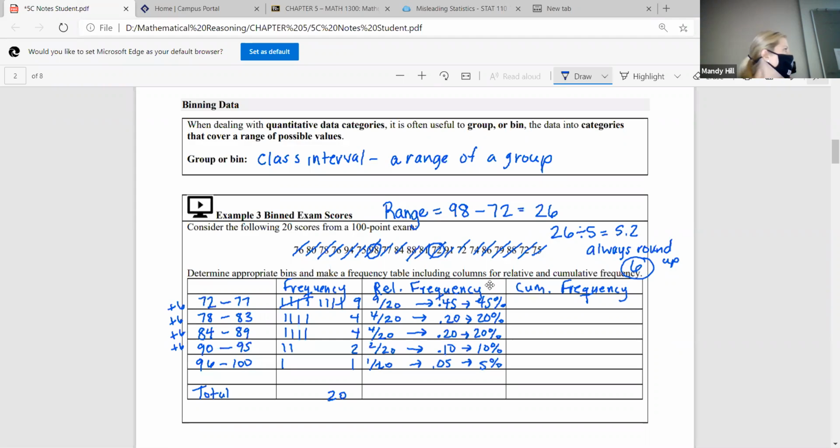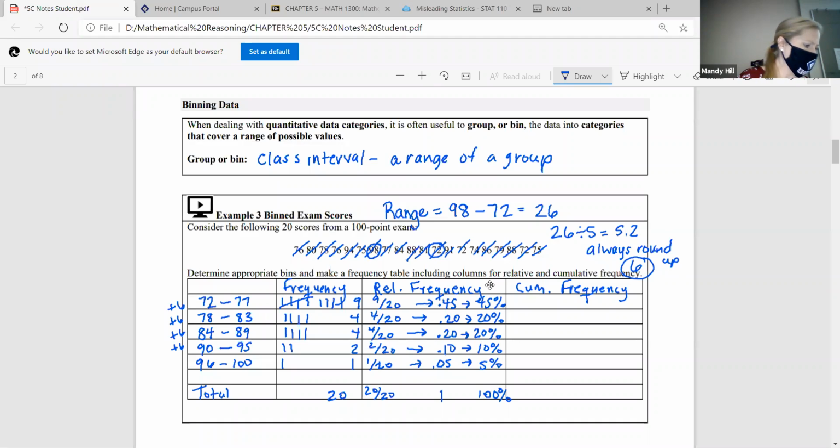If I total all of these fractions up, that should be 20 out of 20, right? If I total all of these decimals up, 0.45 plus 0.20 plus 0.20 plus 0.10 plus 0.05, that should just be 1. If I total up all these percentages, what should that be? 100%, right? Okay.